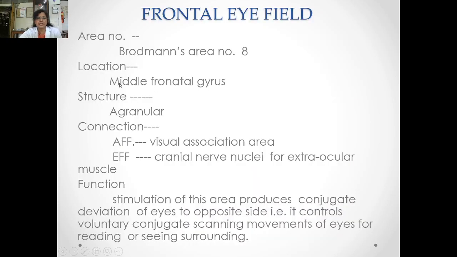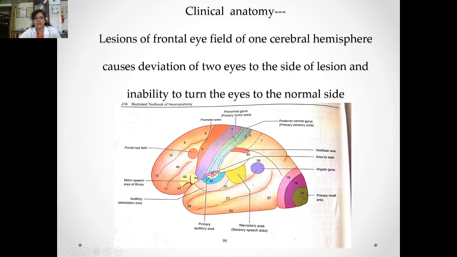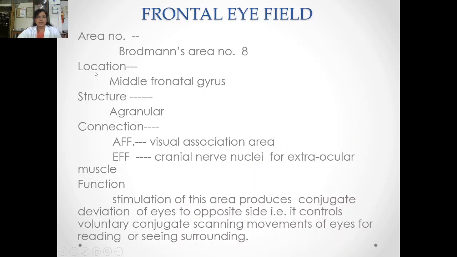So the location of this area: it is present in the middle frontal gyrus. In this diagram you can see that this is the middle frontal gyrus, and here is the frontal eye field, that is area number 8, which is present in the middle frontal gyrus. Structure: it is agranular cortex.